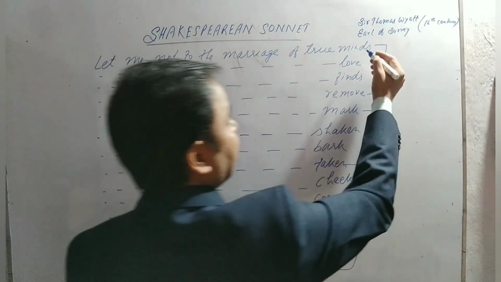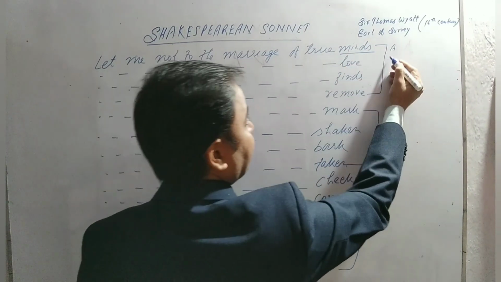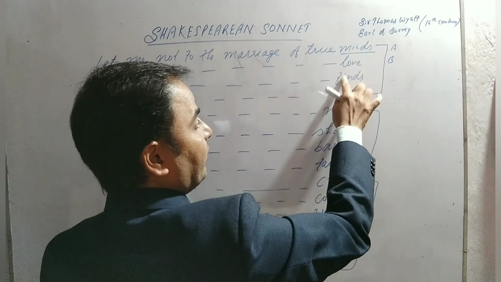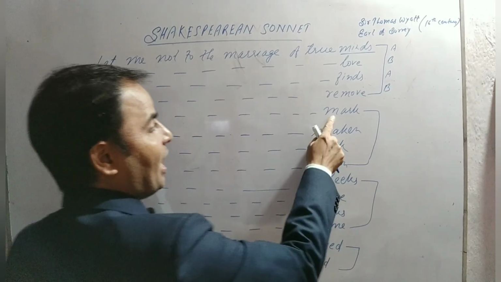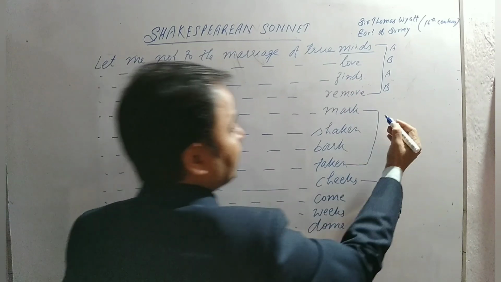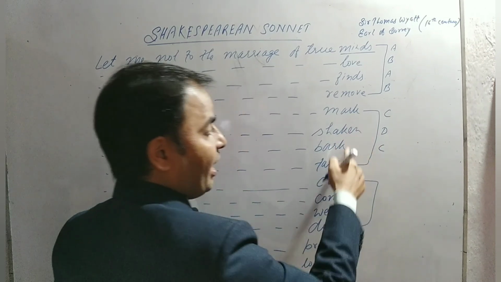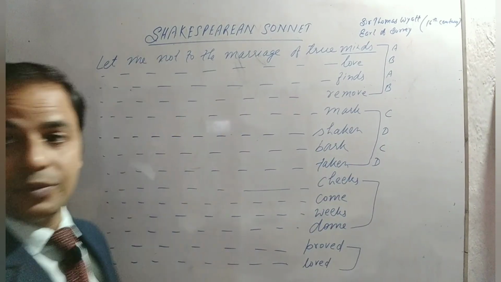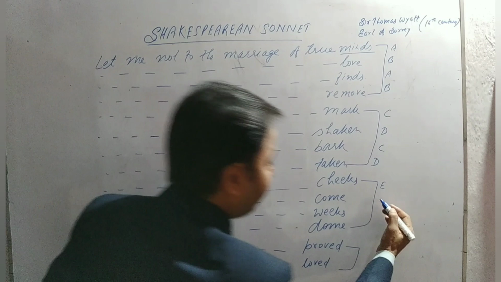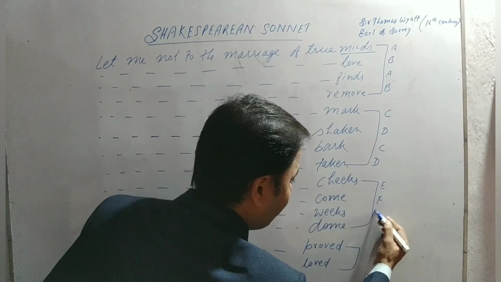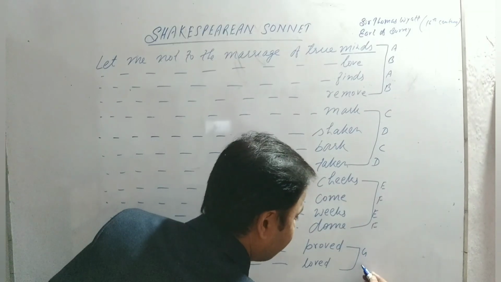What is the rhyming scheme? Minds, that is A. Love, different, then we write down B. Finds, matching with minds, we write down A. Remove, like love, we write down B. Now mark, it is neither minds nor love, so we will write down C. Shaken, different, then D. Bark, C, like mark, and taken, D. Next is chicks, that is different, E. Come, again different, F. Weeks, like chicks, so E. Dumb, like come, so this one is F. Proved, totally different, we will write here G.